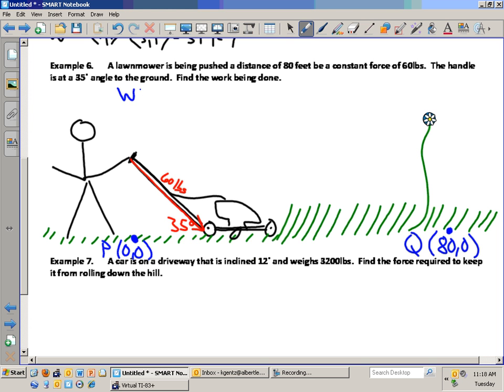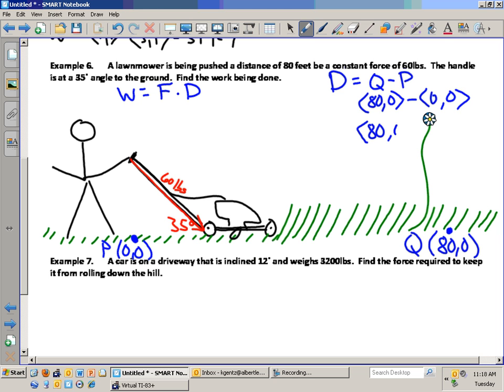Well, work is equal to force times distance. So in order to figure out my distance, I will take Q minus P, or (80, 0) minus (0, 0). And I come up with (80, 0). Is that any surprise? No. So (80, 0) will be my distance multiplied by my force. Now I have to figure out my force.